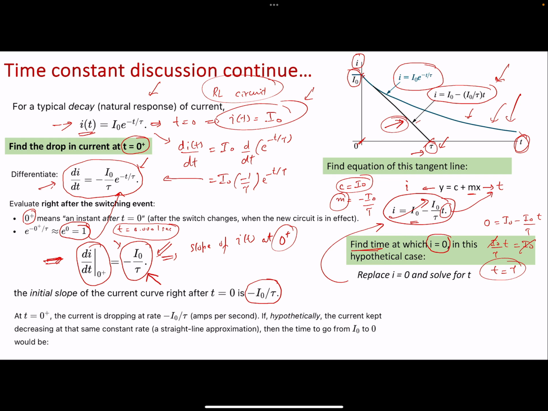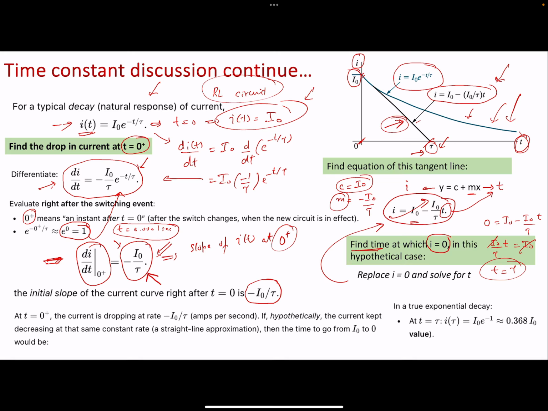Your current is going to decrease exponentially, but exactly right after the switching event, it will start to decrease by this factor, minus I naught over tau. And if this had continued to decrease by this factor, you would have gotten 0 current in one time constant. But since it was decreasing by an exponent, e raised to the power minus t over tau, that is why you get to approximately the final value in 5 tau.